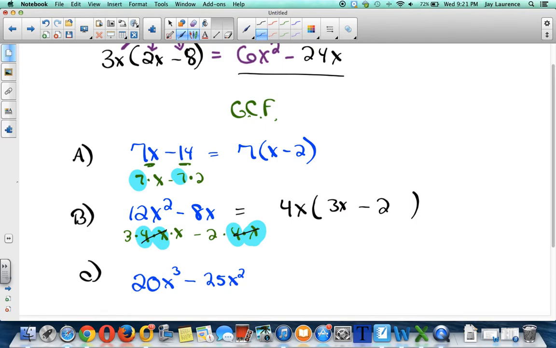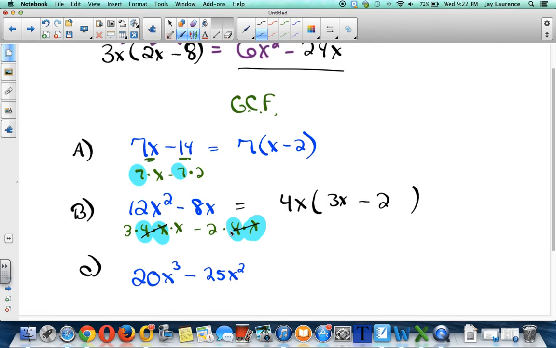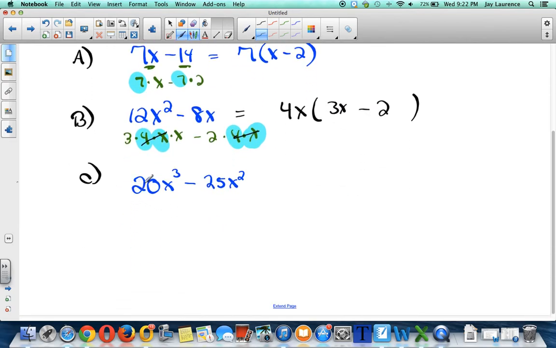Oh, that's not so bad. And the way I know I'm done is there's no common factor between 3x and negative 2 besides 1. Okay, 1 is somewhat trivial. All right, let's try it on this one.